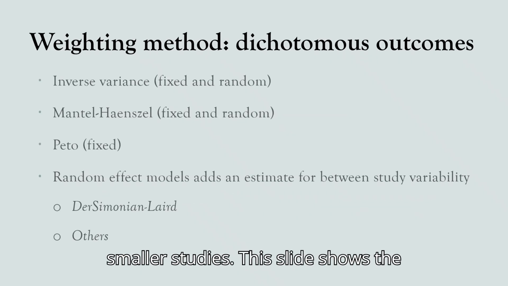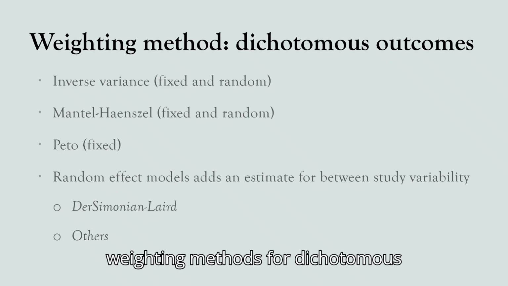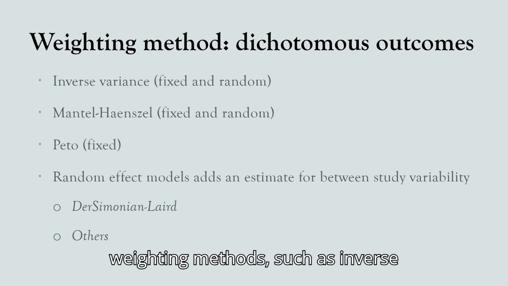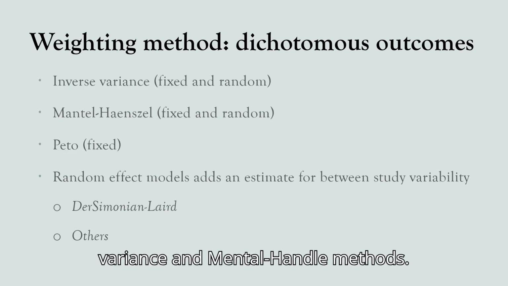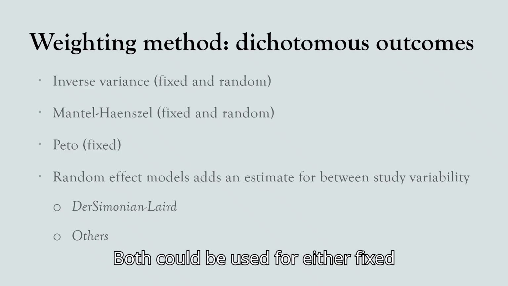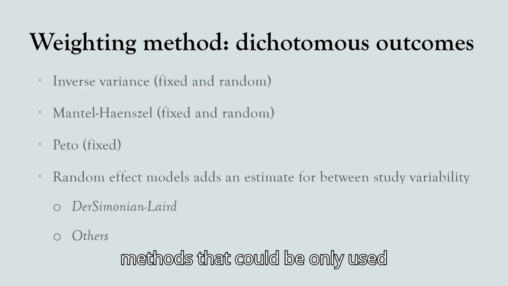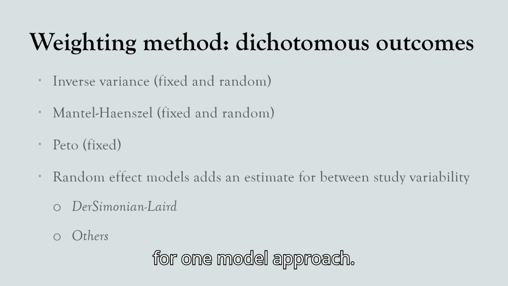This slide shows the weighting methods for dichotomous outcomes. So there are several common weighting methods such as inverse variance and Mantel-Haenszel methods. Both could be used for either fixed or random effects models. And there are methods that could be only used for one model approach.